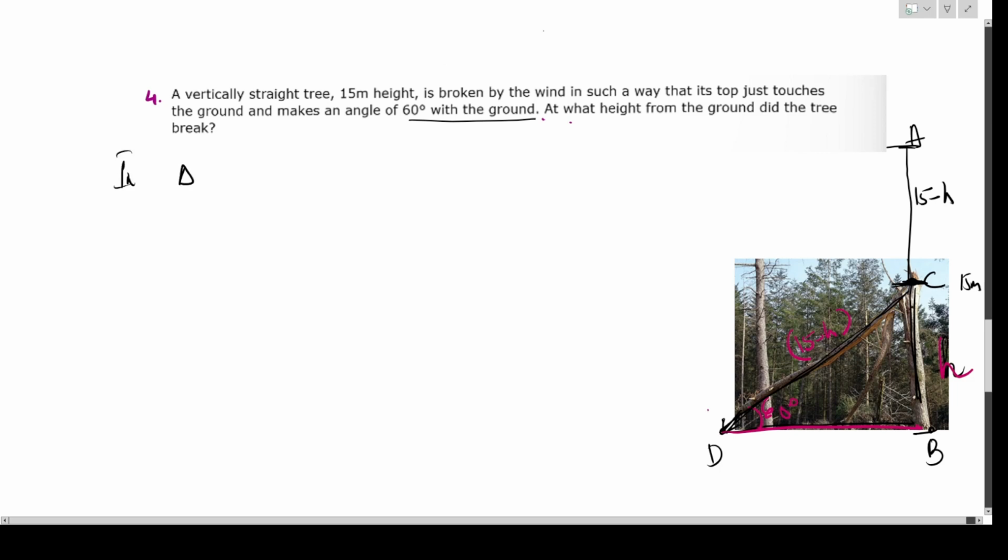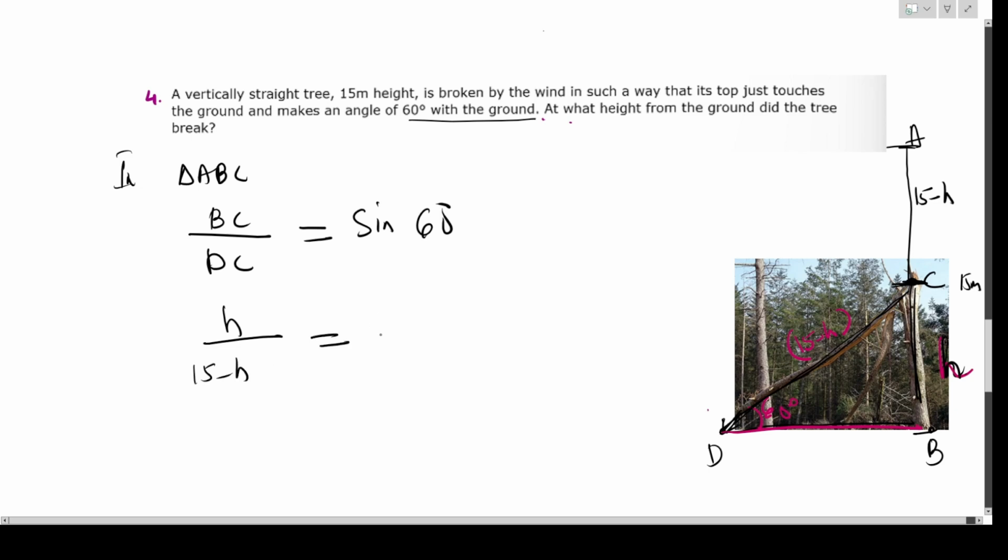Now in triangle BCD, we will take the ratio of BC by DC. Why? Because we need to find out the h value and h is in BC and DC sides. So BC by DC, which is nothing but opposite by hypotenuse, will be equal to sine theta, and theta here is 60 degree. Now BC is equal to h and DC is equal to 15 minus h, and sine 60 degree will be equal to root 3 by 2.